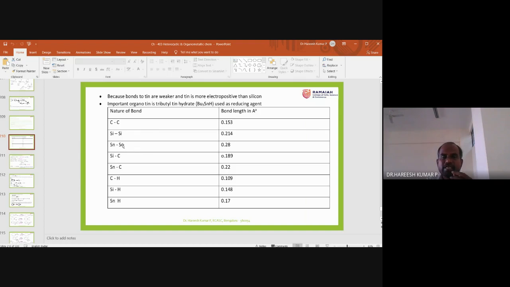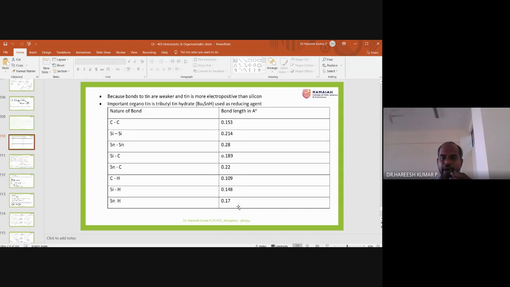The tin-tin bond is around 0.28. The silicon-carbon bond length is 0.18. Tin-carbon is 0.22. Carbon-hydrogen 0.10. Silicon-hydrogen 0.14. Tin-hydrogen is 0.17. So this is about bond length, and with this, I will go to the next slide.